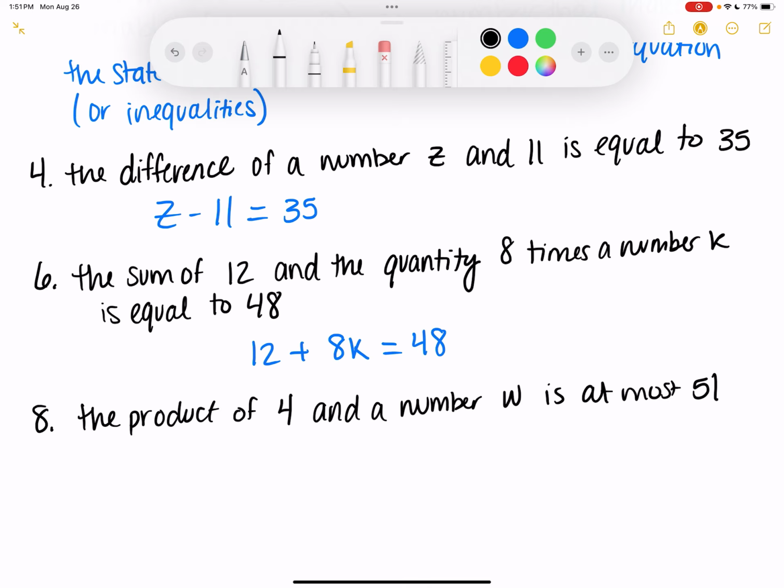So how do I write the first part? The product of 4 and a number w. 4 times w. So 4 times w is less than or equal to 51.